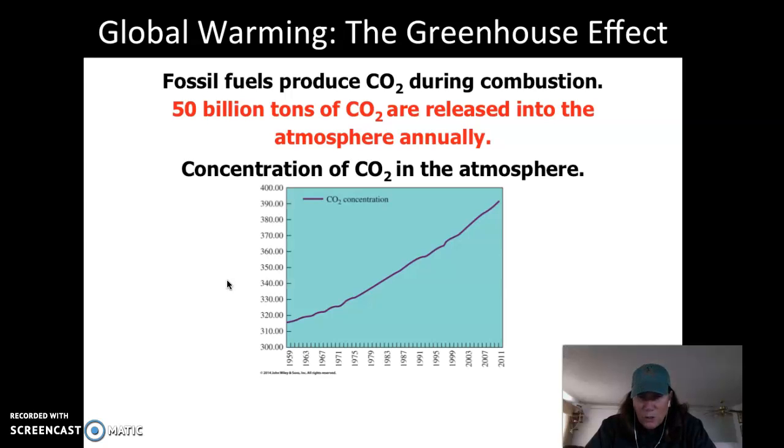Okay, this shows you the CO2 concentrations. 1959, it was way down here, and now it's way up here. Now, some people say, well, it's cyclic. Well, yeah, it is, but cyclic means it goes up here, and then it comes back down here, and goes up here, and comes back down. It's not cyclic anymore. It's increasing at an alarming rate, and that's causing some serious issues.